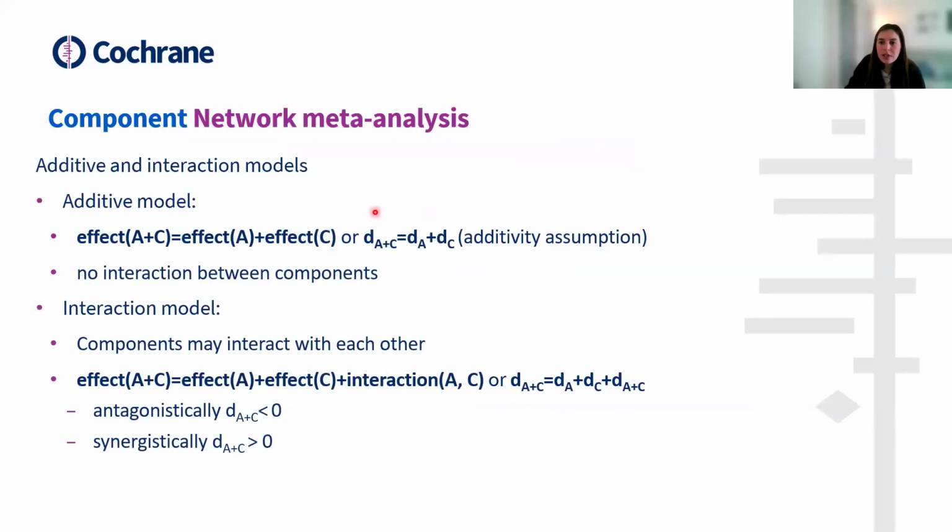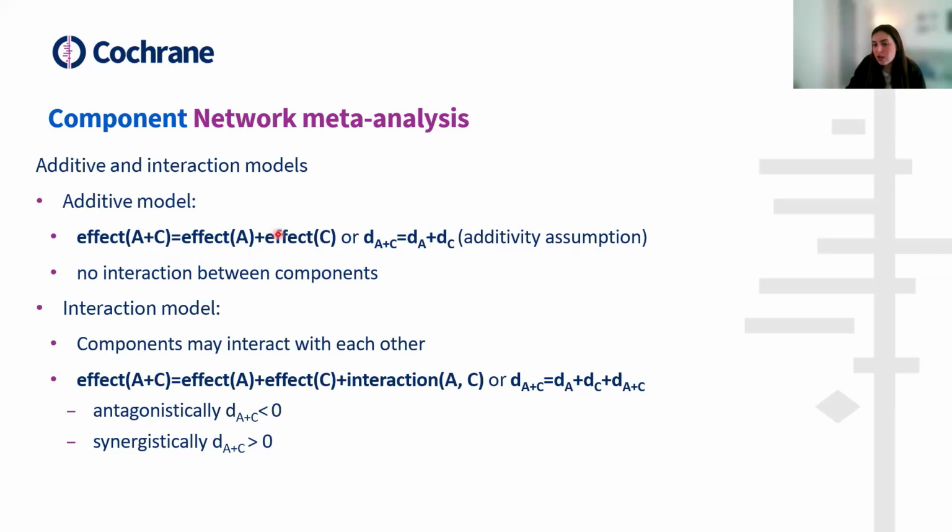So in component network meta-analysis, we have two models, the additive model and the interaction model. The additive model assumes that there is no interaction between the components that are included in the intervention. So we use this formula to estimate the effect. For example, the effect of A plus C is equal to the effect of component A and the effect of component C.